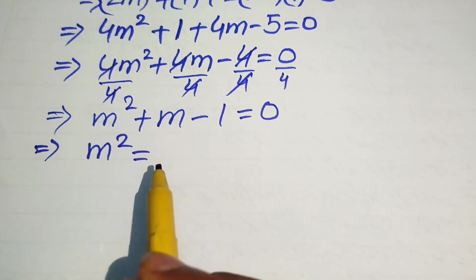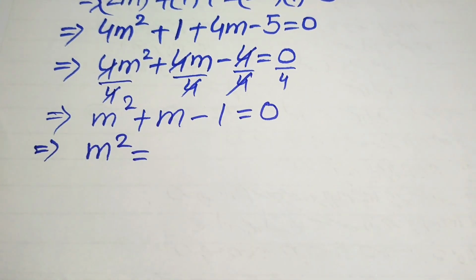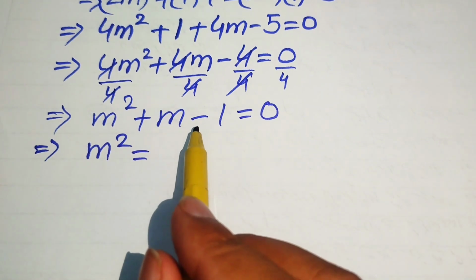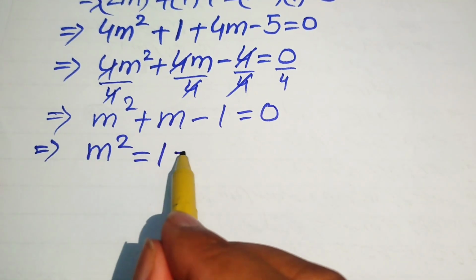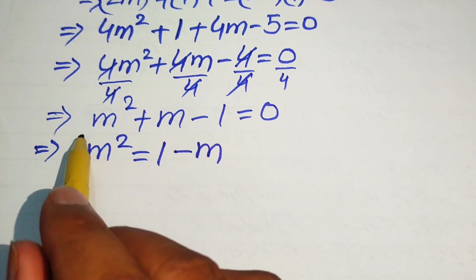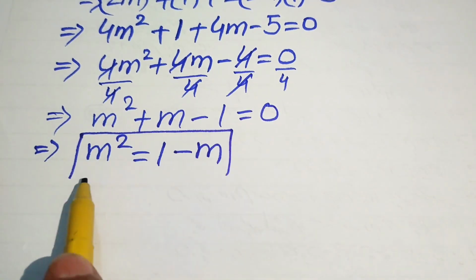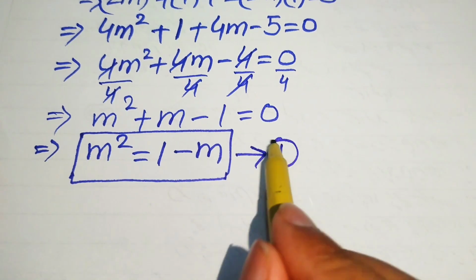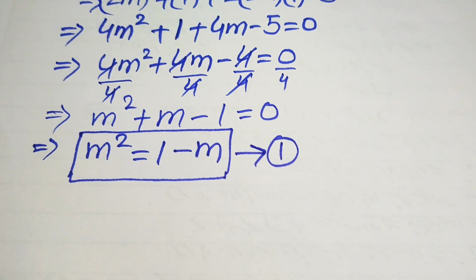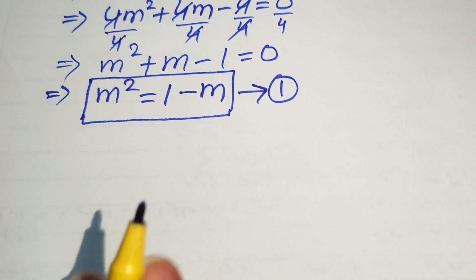So now in the next step we find the value of m square. So m square equals, we move these two terms to the right hand side. When we move this minus 1 to the right hand side, it becomes plus 1, and when we move plus m, it becomes minus m. So this is the value of m square: 1 minus m. Now we use this value of m square to find the value of m to the power of 9.